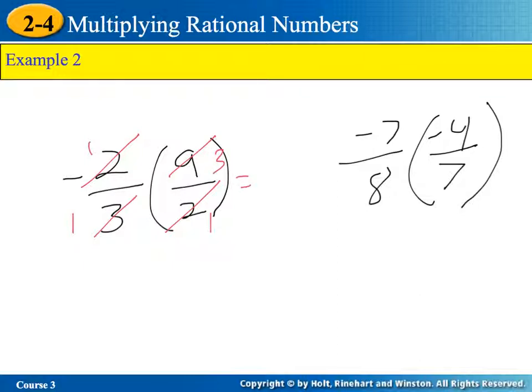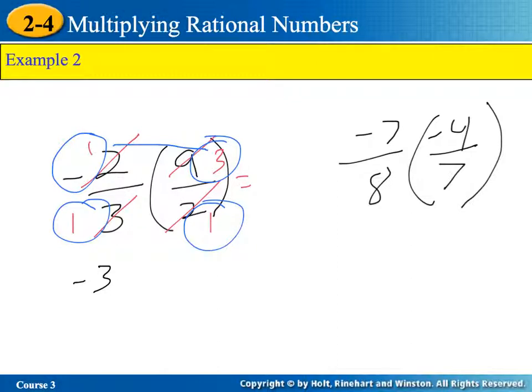Now, what we do is multiply straight across. So now I have a negative 1 times 3. Negative 1 times 3 is a negative 3. Then I have a 1 times 1, which is 1. My answer is negative 3. Again, I simplified before I multiplied.